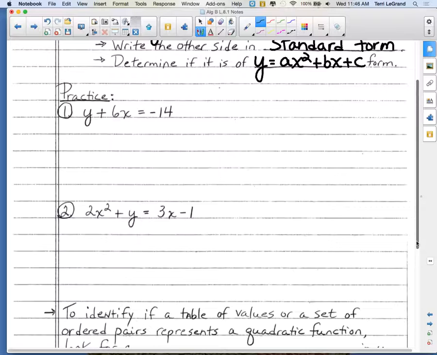Get y alone. What are we going to do to get y alone? Subtract 6x. So we have y by itself now, and what's the other side read? Negative 14 plus negative 6x. It says put the other side in standard form. Is that in standard form? No, so let's get it in standard form. The negative 6x and the negative 14 need to trade places.